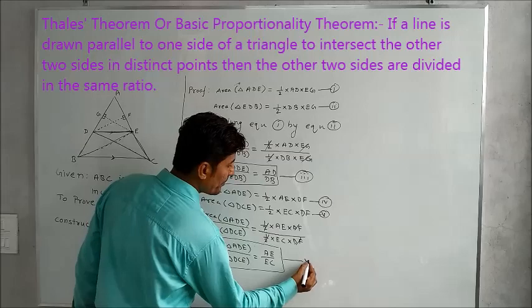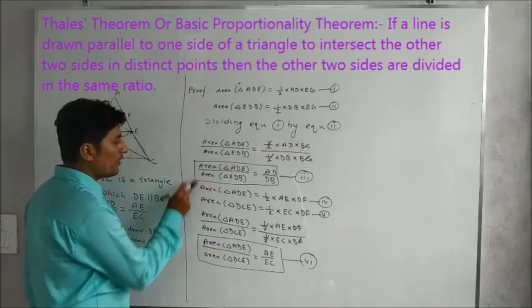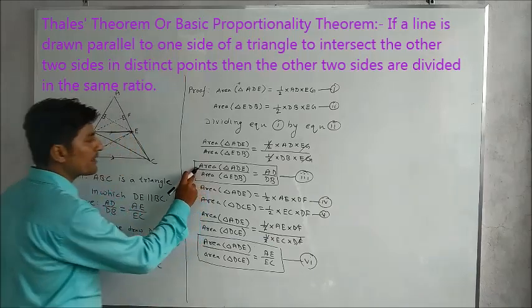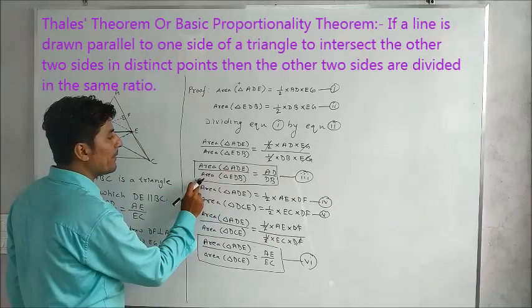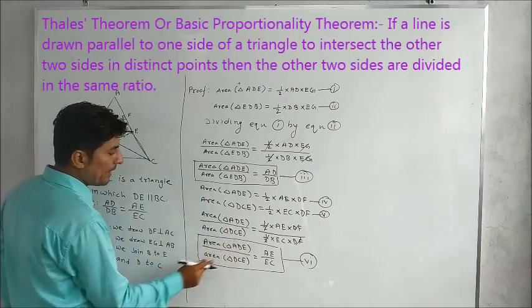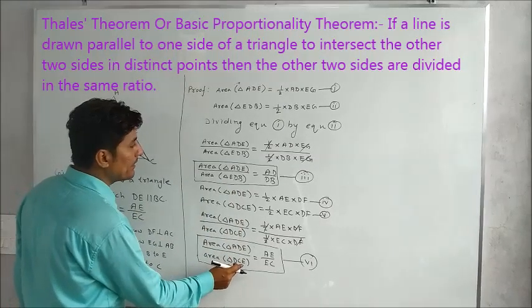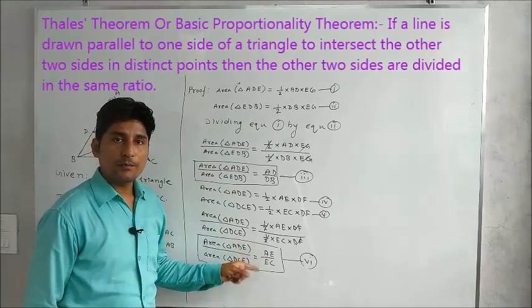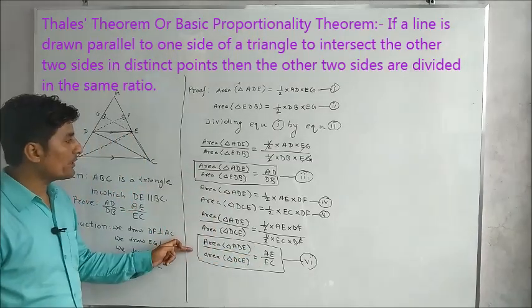This can be equation number 6. Now let us compare both the equations. In the LHS, we have area of triangle ADE upon area of triangle EDB, and here, area of triangle ADE upon area of triangle DCE. If LHS are equal, then RHS will also be equal. But right now, LHS are not equal.